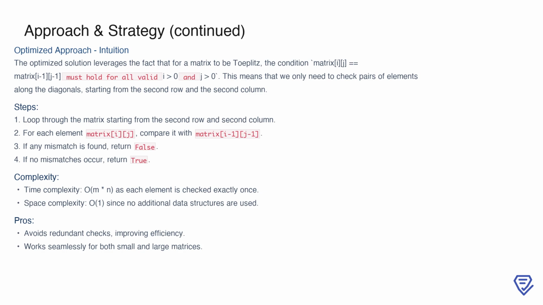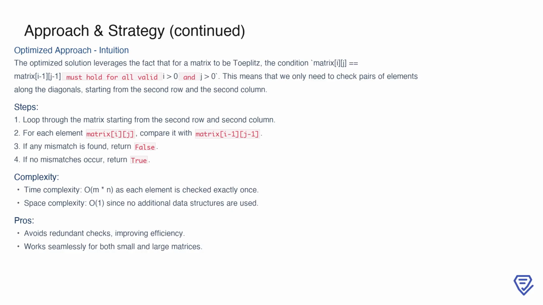What this means is that we don't need to check every diagonal explicitly. Instead, we can simply compare each element with its top left neighbor. Starting from the second row and second column, we loop through the matrix, and for each element matrix[i][j], we compare it with matrix[i-1][j-1]. If we find any mismatch, we return false. Otherwise, if all comparisons pass, we return true.